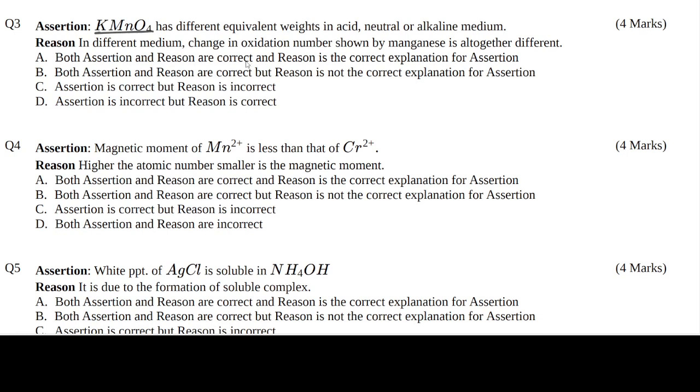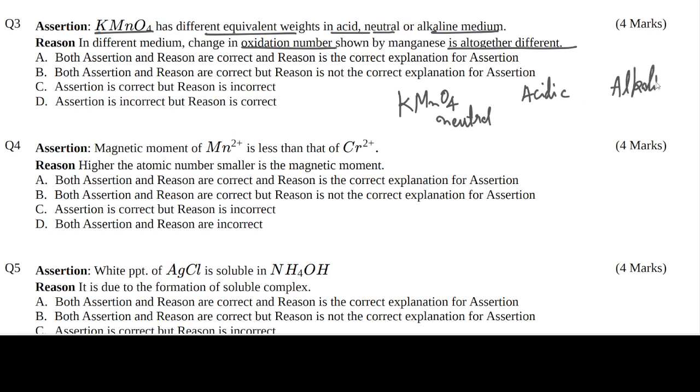Assertion: potassium permanganate has different equivalent weight in acidic, neutral and alkaline medium. Reason: in different medium, the change in oxidation number shown by manganese is altogether different. Potassium permanganate is a good oxidizing reagent, and you can take it in all these 3 cases. You can prepare its neutral solution, its acidic solution, and its alkaline solution.